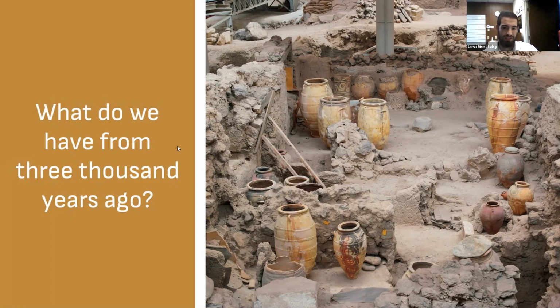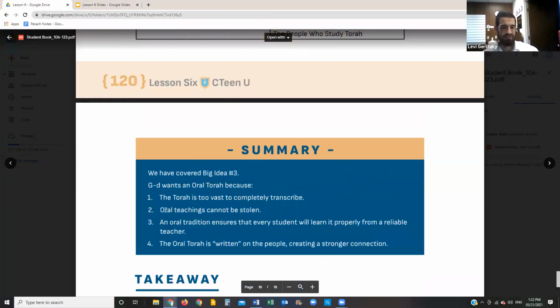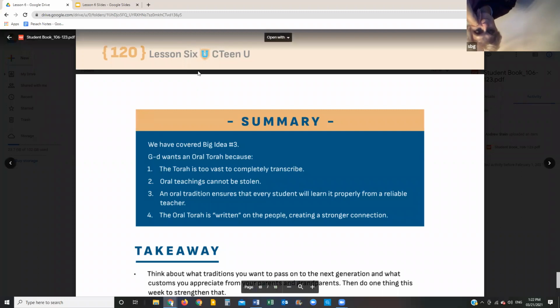With that, we'll conclude. Let's just read the summary and then the final key points. So Sheila, if you'd like to read the summary over here. God wants an oral Torah because the Torah is too vast to completely transcribe. Oral teachings cannot be stolen, and oral tradition ensures that every student will learn it properly from a reliable teacher. The oral Torah is written on the people, creating a stronger connection.